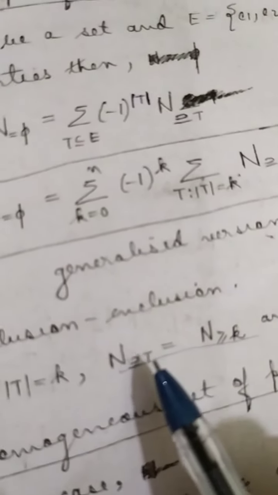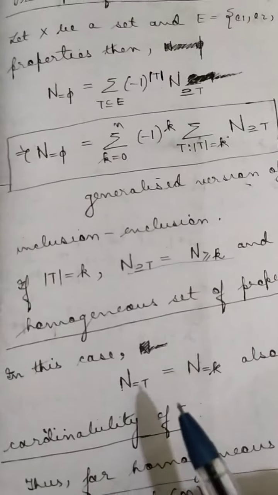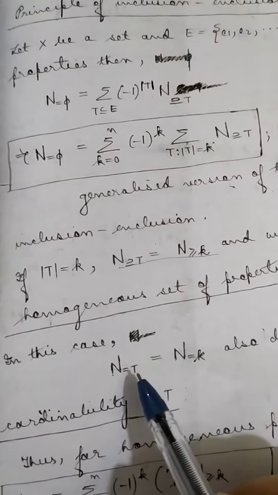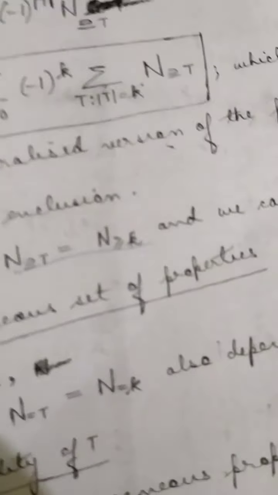Same type of properties are there in T, then we are going to use this notation. So you can see in this case phi is equal to, what is phi? So phi does not contain any element. So what is phi?